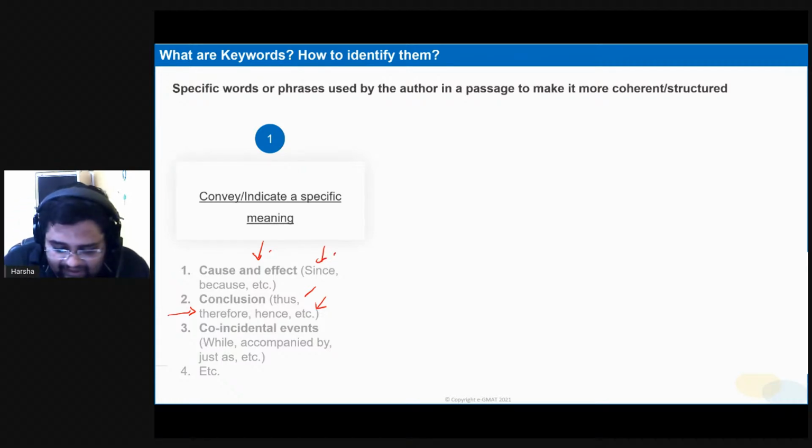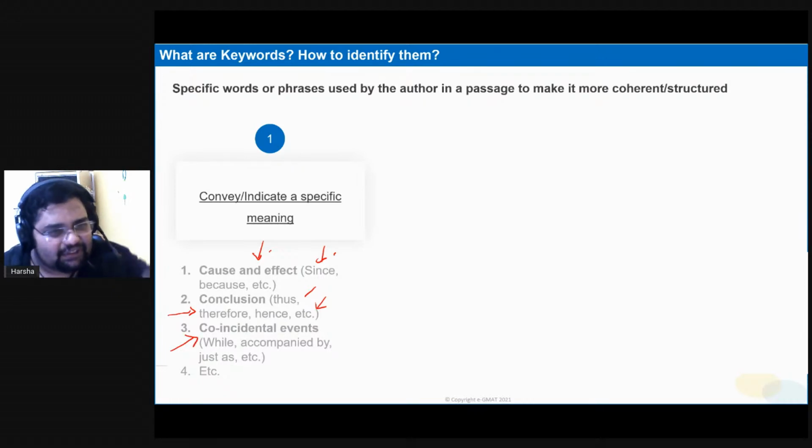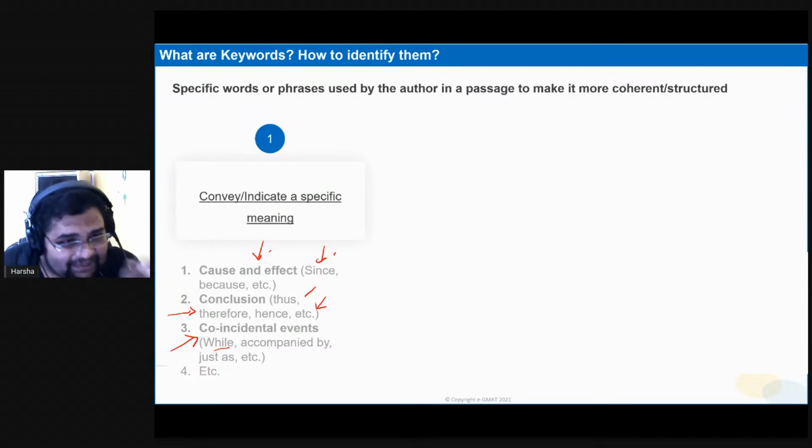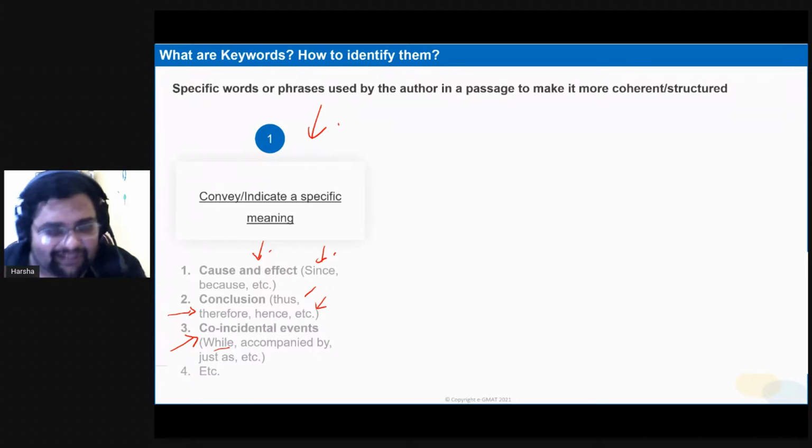All right. Let's talk about coincidence as well, not just causality. Coincidence is two events happening at the same time. So you have these words like while A happened, B also happened. While X happened, Z also happened. The minute you see that word while, I want you to start paying attention right there. So this is one bracket of keywords. There are multiple. This is not an exhaustive list. This is just the list that we have made based on what we see very frequently. All right. So it's an evolving discipline, you can say.